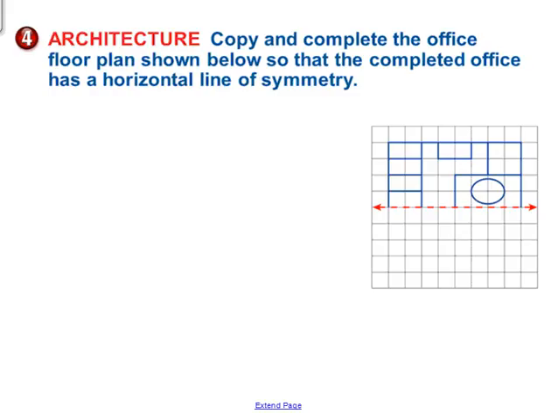Copy and complete the office floor plan shown below so that the completed office has a horizontal line of symmetry. The horizontal line of symmetry is the red dotted line, or in effect, it's the x-axis here. So I'm just going to start copying. Just go the opposite direction for the y value, but keeping the x values the same.